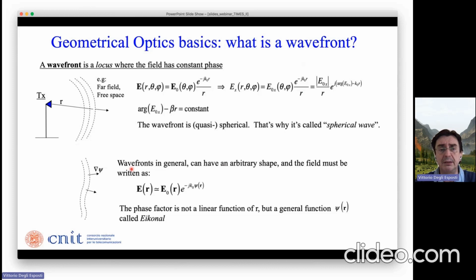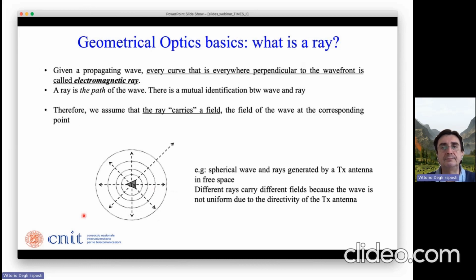And the field must then be written in this form, which my colleague Enrico later on will use. So the field as a function of the position vector r is equal to a vector amplitude, also function of r, multiplied by a phase factor where distance appears inside a nonlinear function called eikonal. And in this case, the wavefront can have many different shapes, not only spherical.